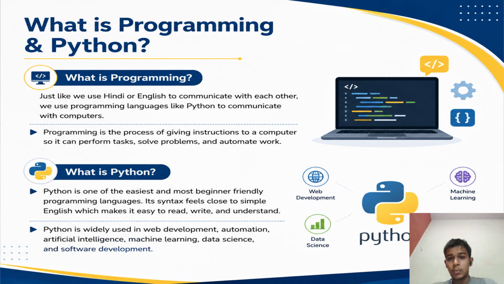Now let's understand what programming and Python actually are. First, what is programming? As you can clearly see in this presentation, we communicate with each other using languages like Hindi or English. Similarly, to communicate with a computer, we use programming languages. Programming is the process of writing instructions that tell the computer what to do. These instructions help the computer perform tasks, solve problems, and automate repetitive work. This is about programming. Now, what is Python?